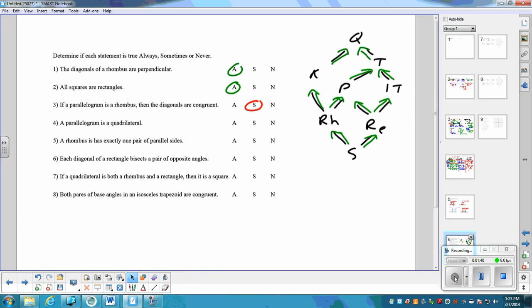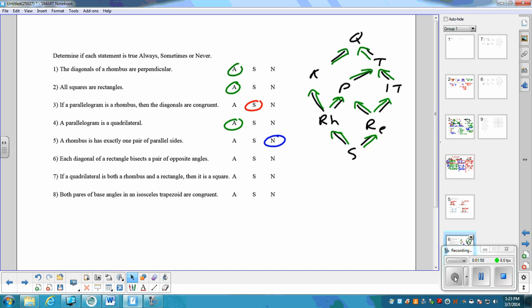Parallelogram is a quadrilateral. Oh yeah, every single time. Rhombus has exactly one pair of parallel sides. Well, no, a rhombus is a parallelogram, so it's never going to have just one pair of parallel sides, because all parallelograms have two pairs of parallel sides.